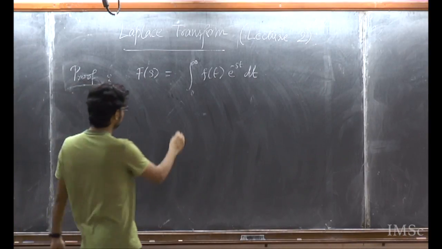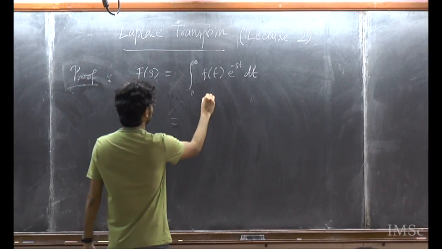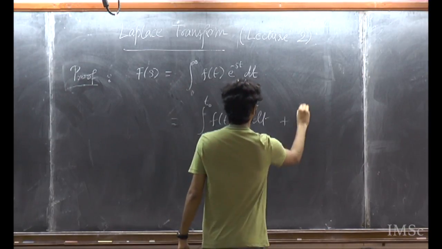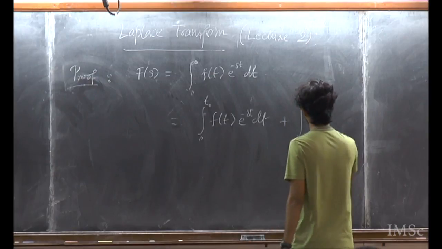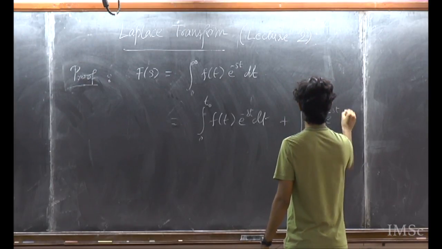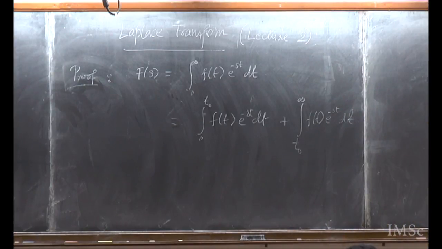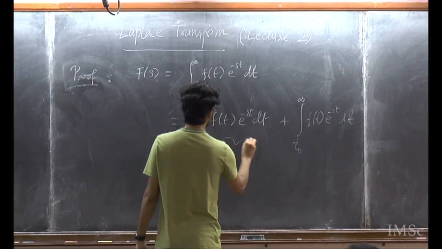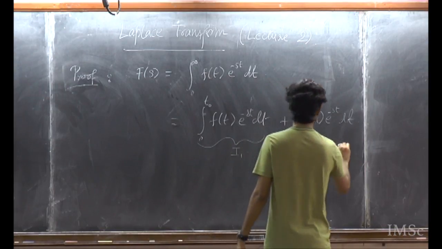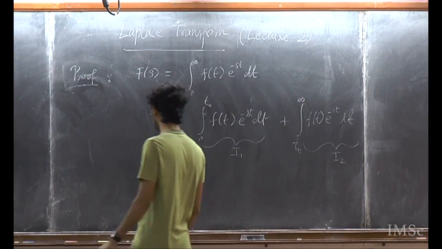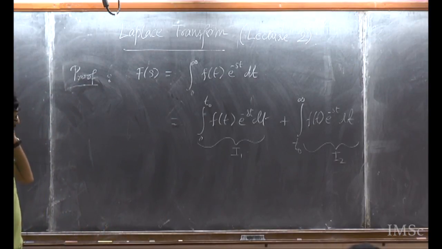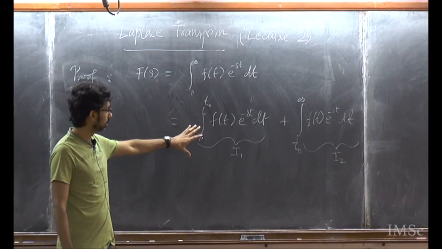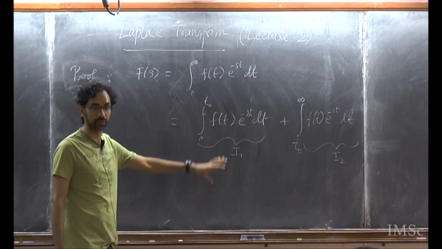So let's break up this integral from 0 to t naught and then t naught to infinity. And we look at this term separately. So this is a definite integral. Let me call it I1 and let me call this I2. So because f(t) is piecewise continuous in this region 0 to t naught, this integral exists. This is a fact of Riemann integration.